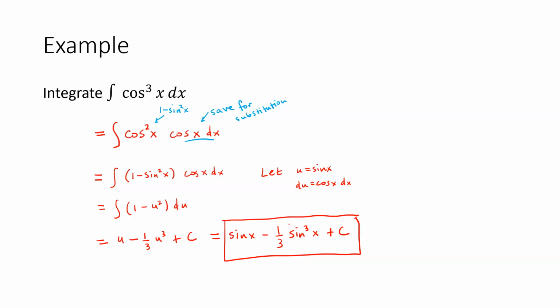So we notice that this strategy really would work in any situation where I have an odd power of cosine, or even if I had an odd power of sine. Because if I break off one of the factors, then what remains is something that has an even power, and then I can use the Pythagorean identity to rewrite that even power in terms of the other trig function. In this case, I had an even power of cosine, so I was able to rewrite that in terms of sine. And then I can substitute the sine.